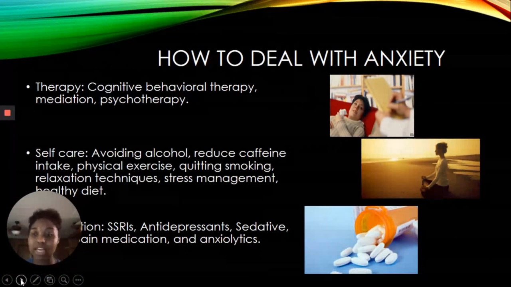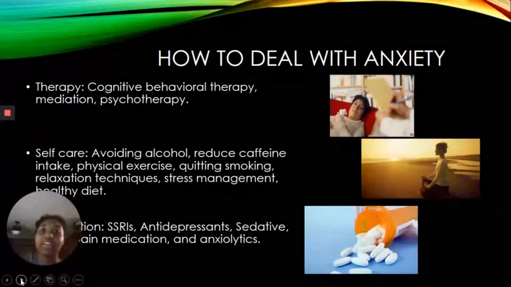The second one I want to really emphasize because it's something that anyone, anywhere can do. Whether you have anxiety or not, or if you're a perfectly healthy person, these are good things you can do day to day to help improve your mental health and your physical health. Self-care, avoiding alcohol, reducing caffeine intake, physical exercise, even a healthy diet. These are things that everyone should do to take care of their bodies physically, mentally, and spiritually.